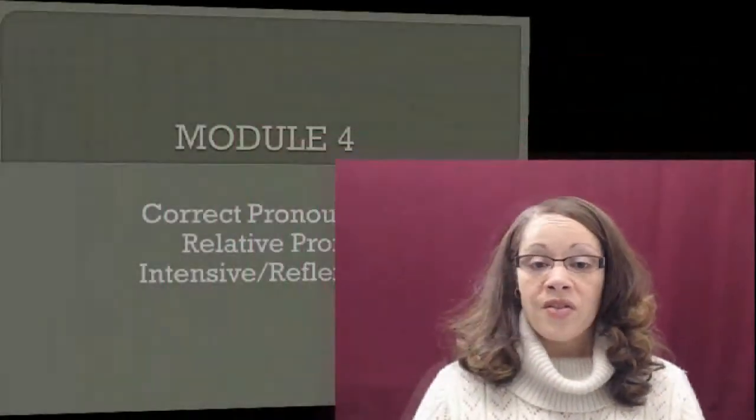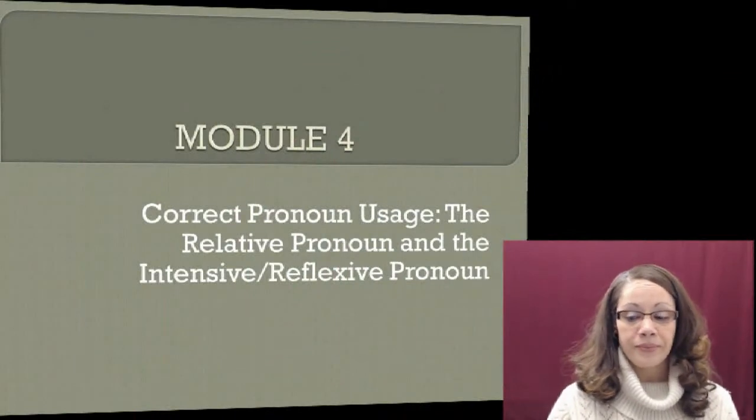Hi, in this lesson in Module 4 of Correct Pronoun Usage, I am focusing on classes of pronouns numbers 4 and 5. Class number 4 is the relative pronoun, and class number 5 of pronouns is the intensive and reflexive pronoun. And those types of pronouns, classes 4 and 5, may cause errors in student academic writing, so it's important for us to focus on that in this lesson.